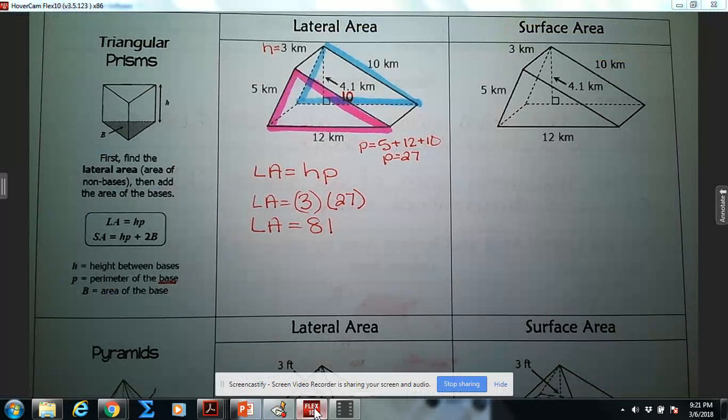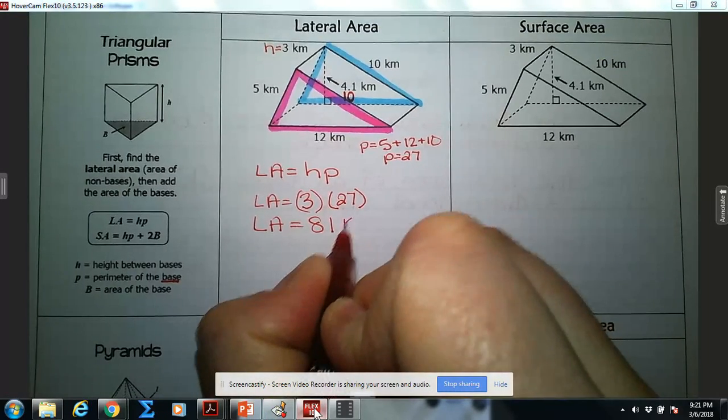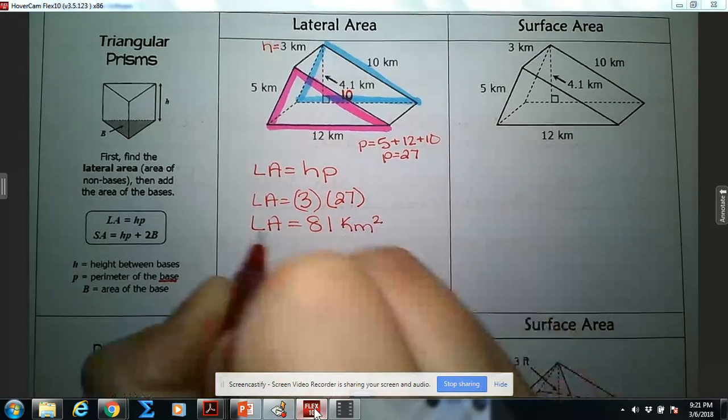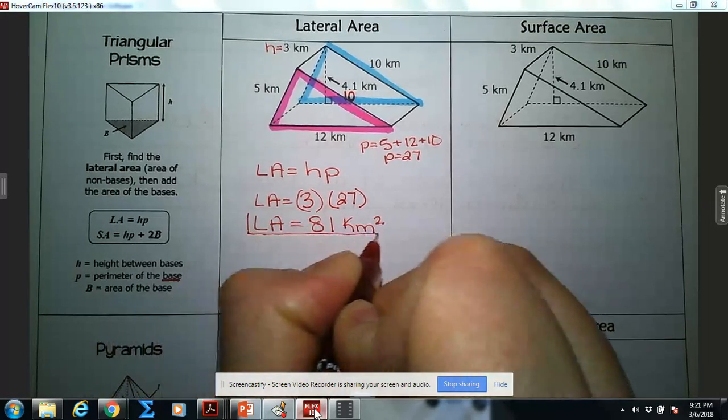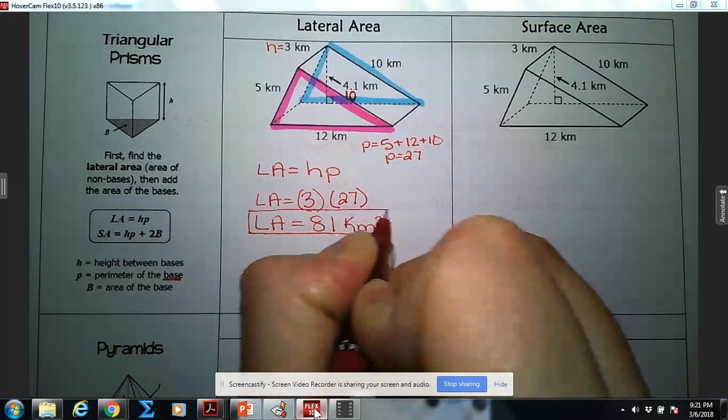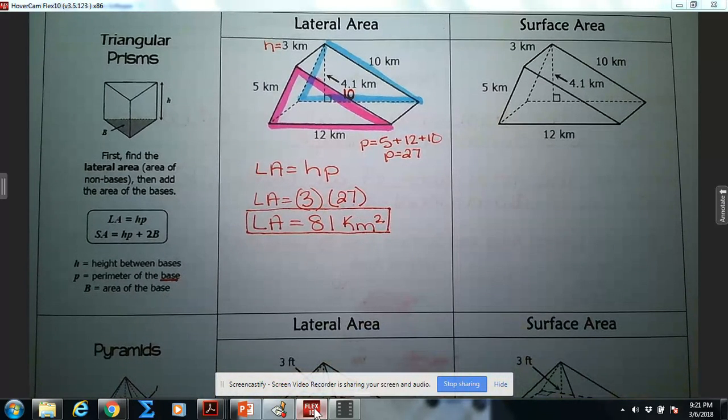So my lateral area is 81, and we are measuring in kilometers squared. 81 kilometers squared. Okay. If we extend this to surface area, we're just adding on to the formula.